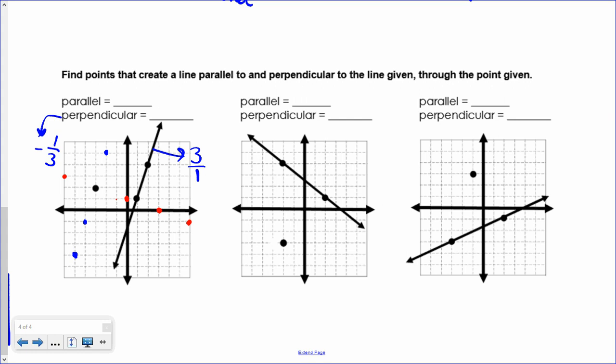Is everybody with me on that process? Okay, I want you to do the same thing for this line and this line. I want you to graph all of the parallel points, but just write down your favorite, and then graph all the perpendicular points that would help you create that line, but just write down one that's your favorite. Do that for both of those 2 points.